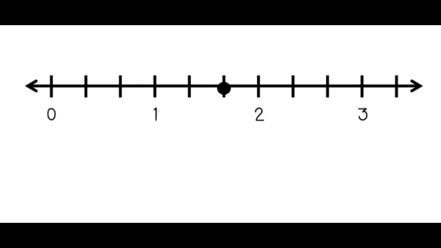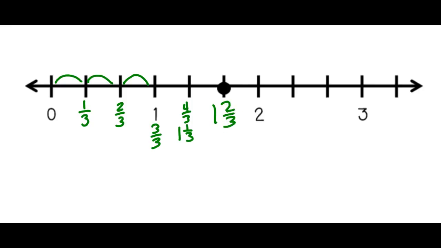So we need to look between either 0 and 1 or 1 and 2 to figure out how many sections are in here to figure out what the hashes are worth. So I'm going to look between 0 and 1. Okay, so between 0 and 1, there's 1, 2, 3 sections, which means each hash is 1/3. So this is 1/3, this is 2/3, this is 3/3, this is 4/3, also known as 1 and 1/3, which makes this 1 and 2/3. So our dot is at 1 and 2/3.